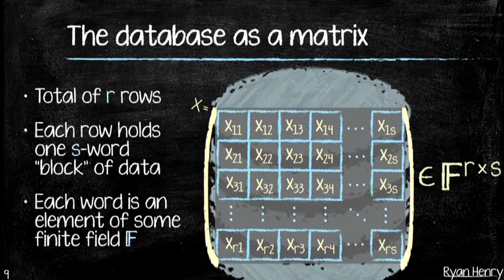And we just need any setting where we're working in a finite set and we have those properties. Each of the rows of this matrix is one of the records in our database. So these are the things that a user might try to fetch. And we've just decomposed each record into a sequence of words, of elements from this field, using some sort of encoding mechanism.